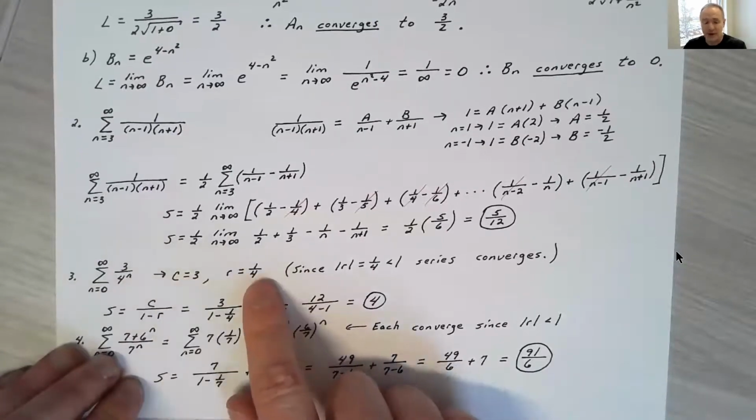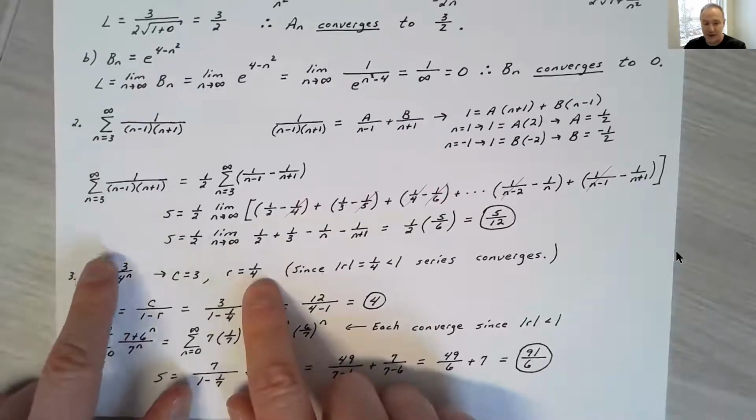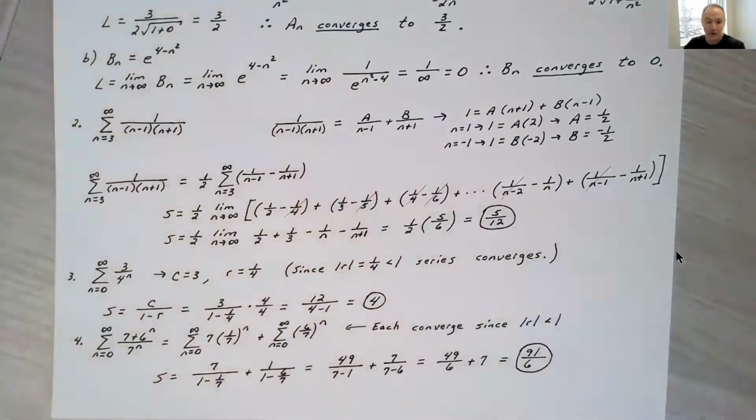The common ratio here, I need you to understand, is 1/4, because this is the same thing as 3 times 1/4 to the n power. And so my common ratio, each term is going to get smaller by a factor of 1/4 as we go. Since that 1/4 is less than 1, this series is clearly going to converge. And then I said, if it converges, find its convergent sum.